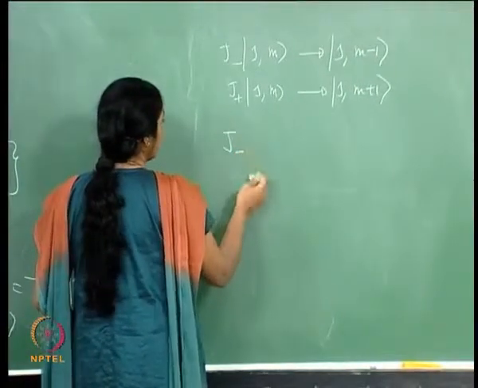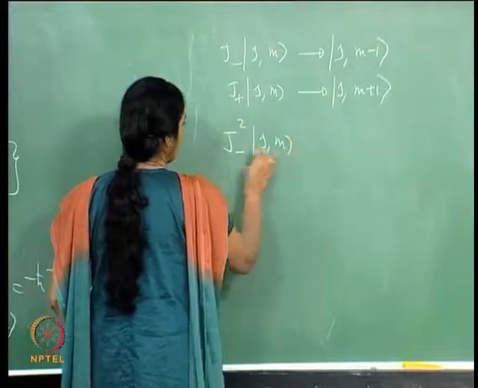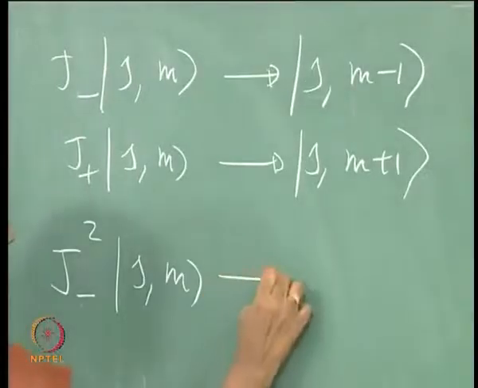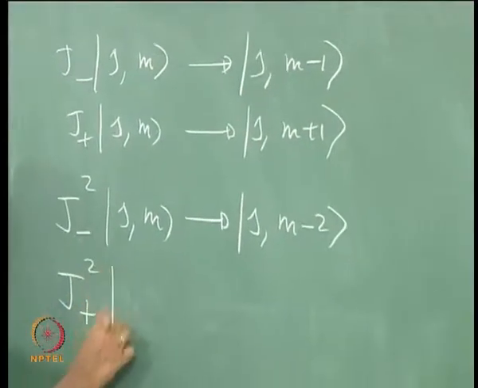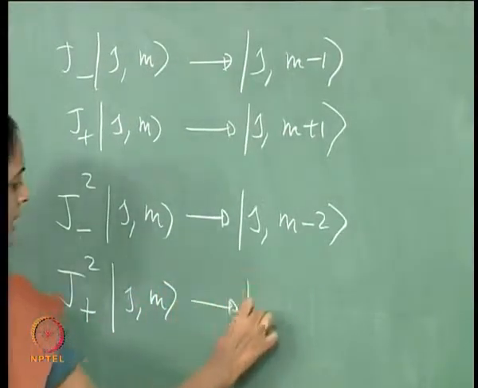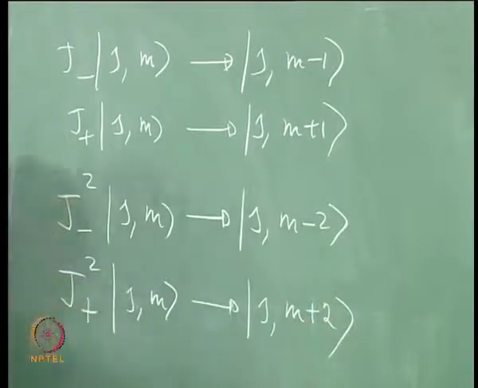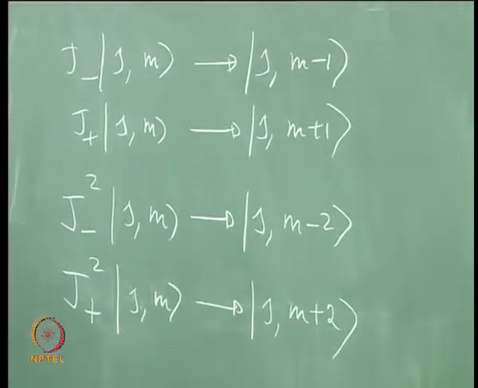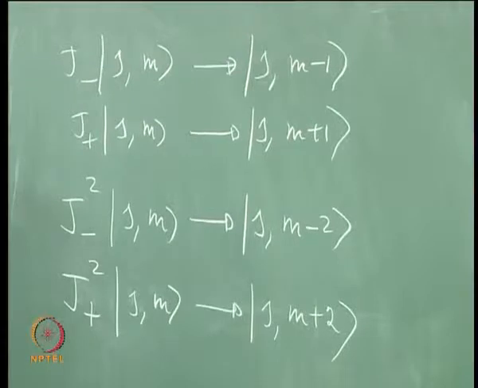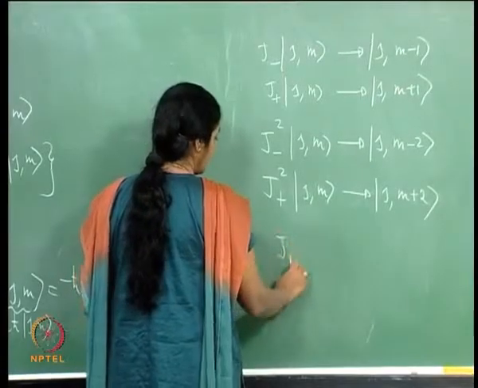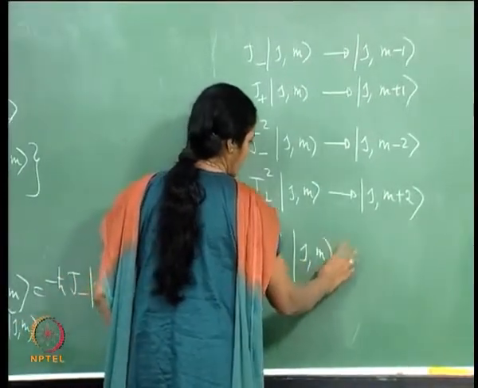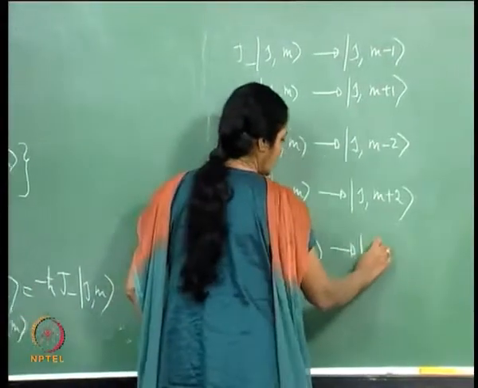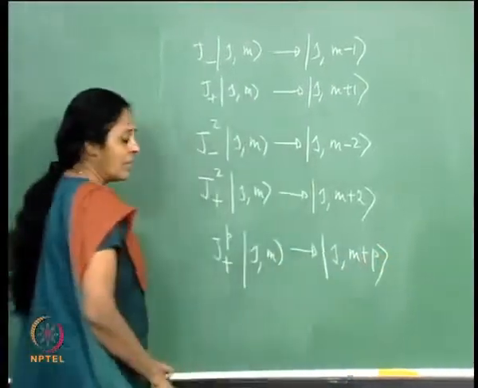It's clear that if j minus acts twice on j comma m, it takes it to the state j comma m minus 2, and if j plus acts twice, it takes it to the state j comma m plus 2. In this sense, they are raising and lowering operators or ladder operators. However, this cannot go on indefinitely, because if j plus acts p times say on j comma m, from whatever I have shown you till now, this takes it to a state j comma m plus p.